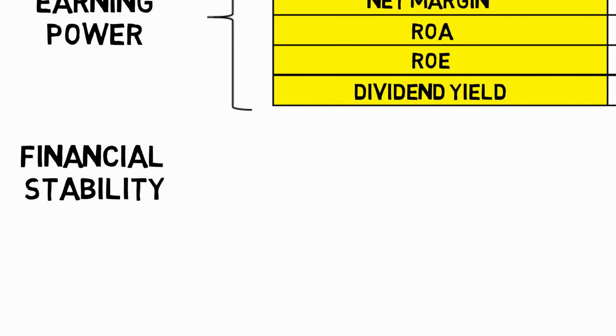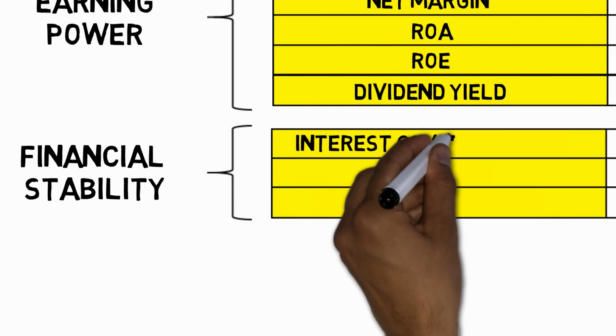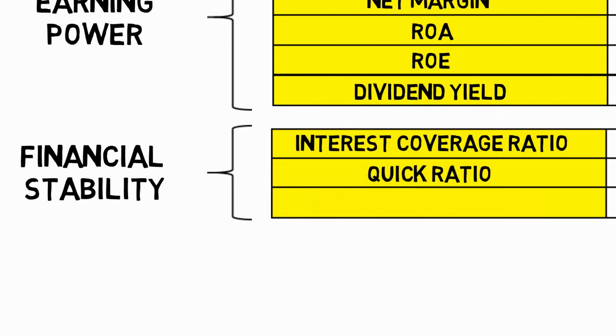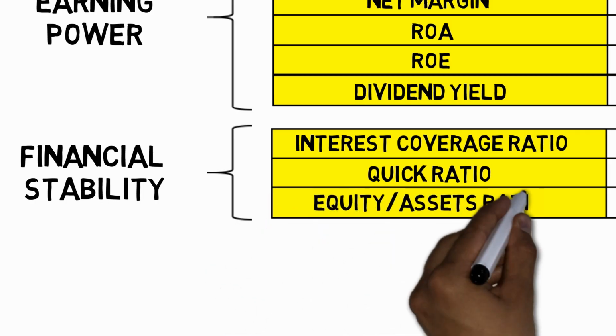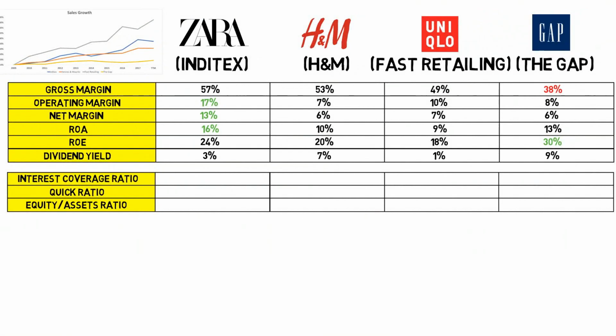Regarding financial stability, I've looked at the interest coverage ratio, the quick ratio, and the equity to assets ratio. The interest coverage ratio is a very important metric to consider when investing in bonds or preferred stocks, which we'll get to in the next video. But it's fair to say that all four of these companies pass Graham's test by a landslide. Regarding the quick ratio, H&M looks quite weak, but considering the profitability of the company, I wouldn't be too worried.